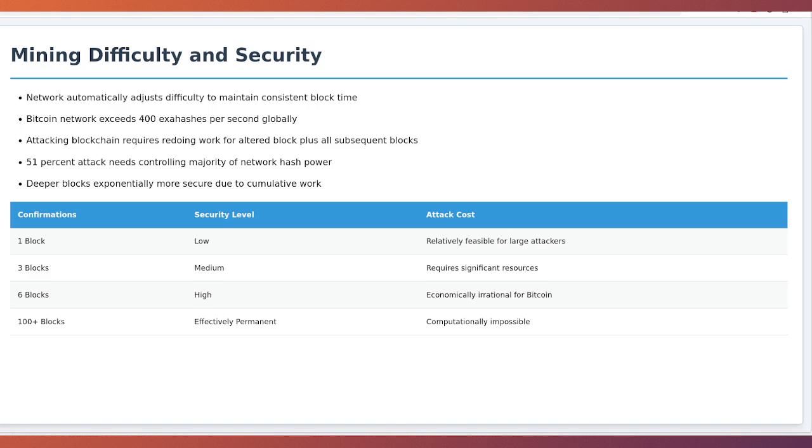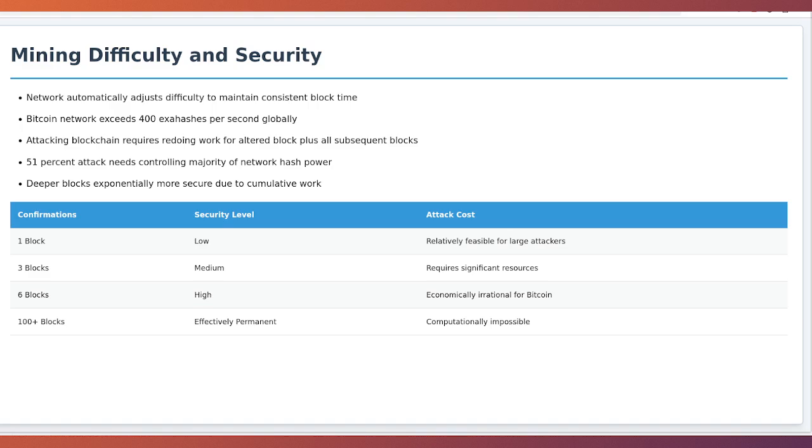Let's understand why through some numbers. In Bitcoin, a new block is mined approximately every 10 minutes. The network automatically adjusts the difficulty every 2016 blocks to maintain this rate regardless of how much total mining power is active. As of recent years, the Bitcoin network hash rate exceeds 400 exahashes per second. That's 400 quintillion hash calculations every second.